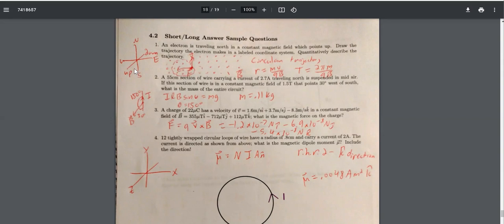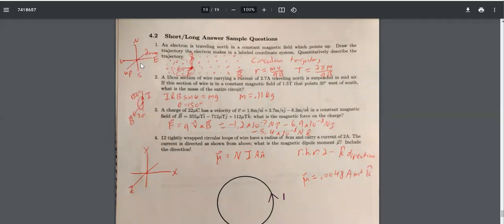Okay, so the next question, a 55 centimeter section of wire carrying 2.7 amps traveling north is suspended in midair. Now, this section of wire is in a constant magnetic field of 1.5 Tesla that points 30 degrees west of south. So our current is running north. Let's use the same coordinate system that we had here. So that's up on the page. The current is running in this way, and our magnetic field is 30 degrees west of south.